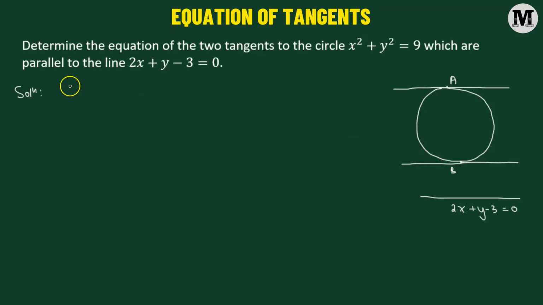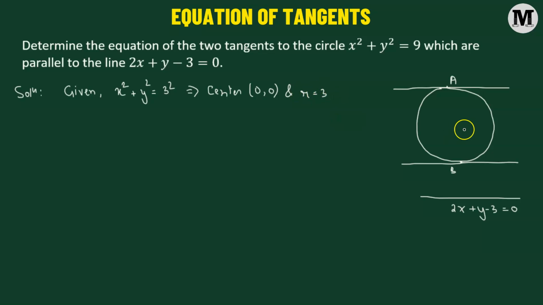So what we'll do, we'll start by first considering the equation of the circle. So here we have x squared plus y squared equals 9, which can also be expressed as 3 squared. This means that the coordinates of the center of the circle are going to be (0, 0), and the radius is going to be 3 units.